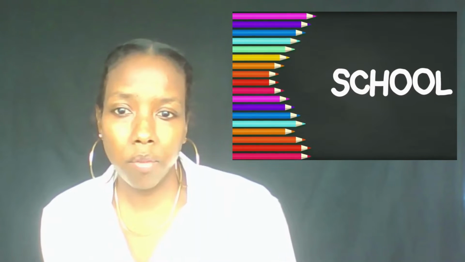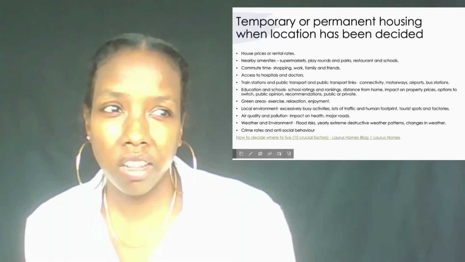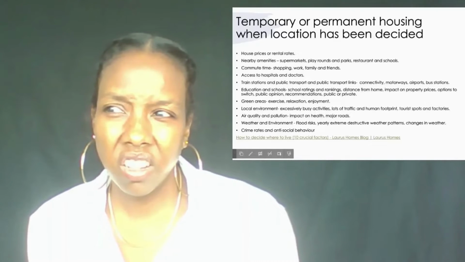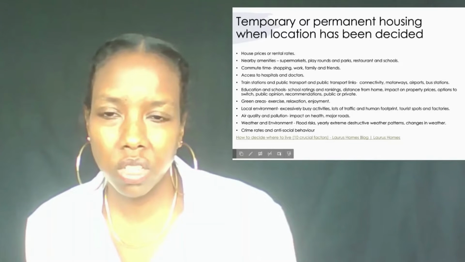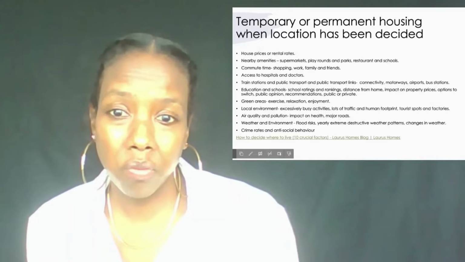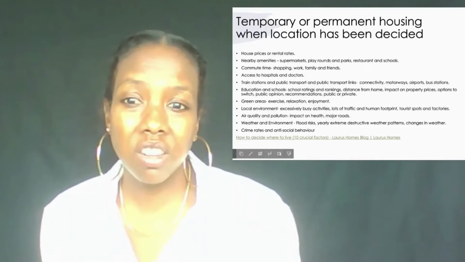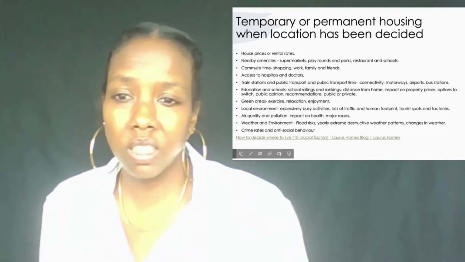So weather and environment, flood risk, yearly extreme destructive weather patterns. It doesn't necessarily have to be in the UK because it depends outside of London. I haven't had real extreme circumstances, but I've seen one or two. But maybe in the US you might want to look at those aspects of the weather patterns in different locations, not only the United States. What are the crime rates and the antisocial behaviors?